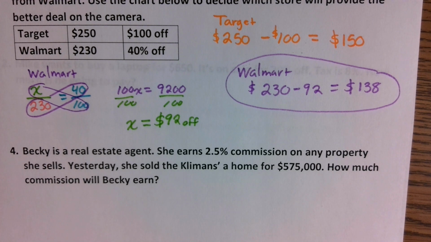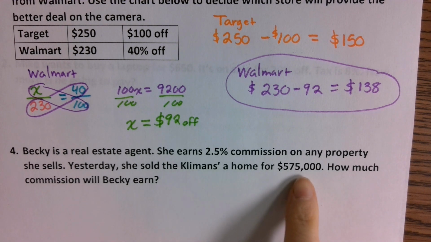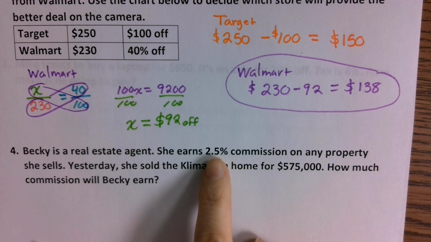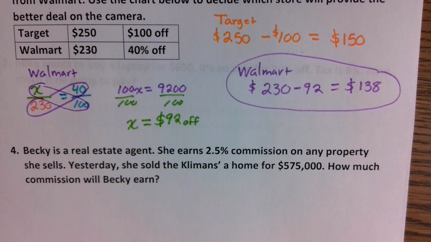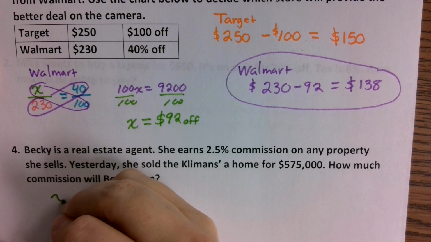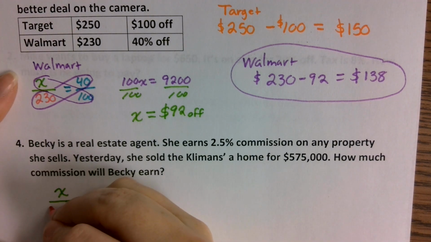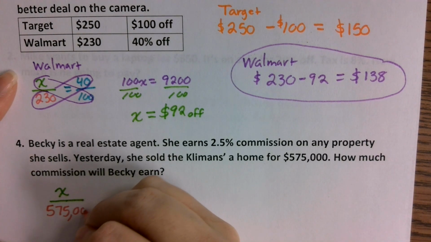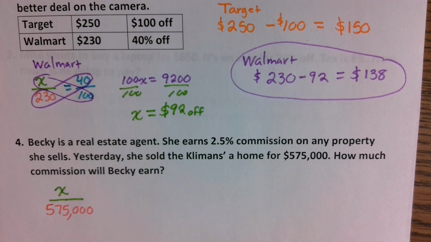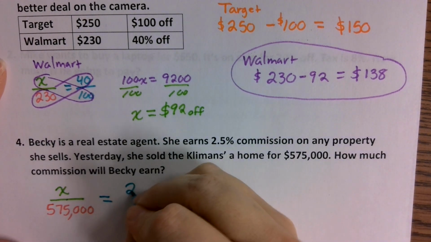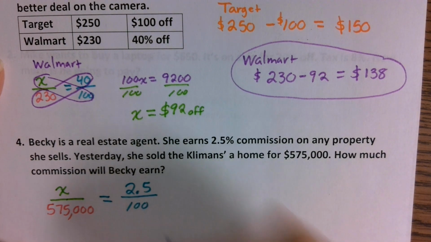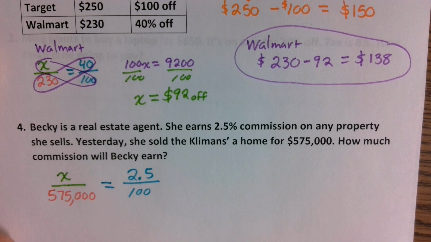Your real estate agent gets a commission off of the home. Okay, they get a certain percentage from the cost of the home. So she's earning 2.5% commission. 2.5% doesn't seem like a whole lot, but the bigger the home price is, the more money that they rack in. So let's see how much money she racks in. We don't know what her commission is. That's her part. We don't know how much she's getting, but we do know it's a percentage out of the home that she sells, which is that $575,000 home. Okay, she earns 2.5% out of 100%.